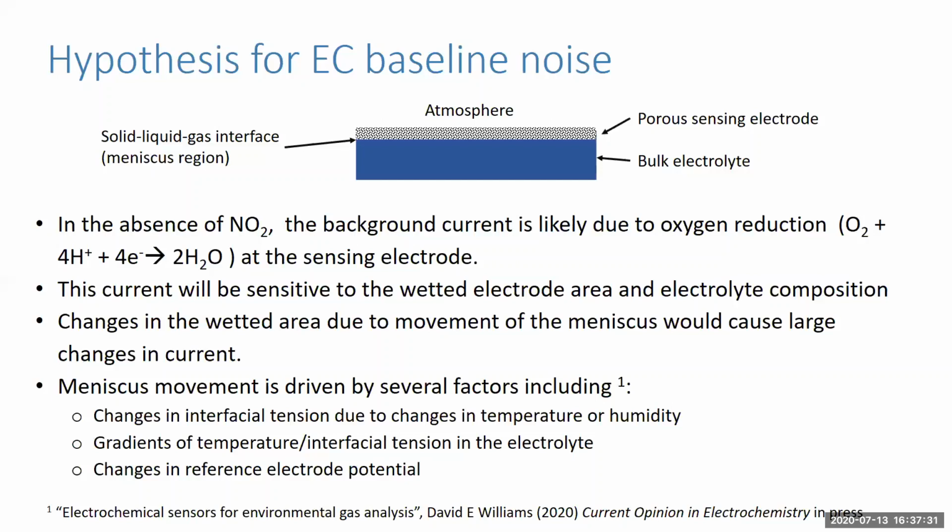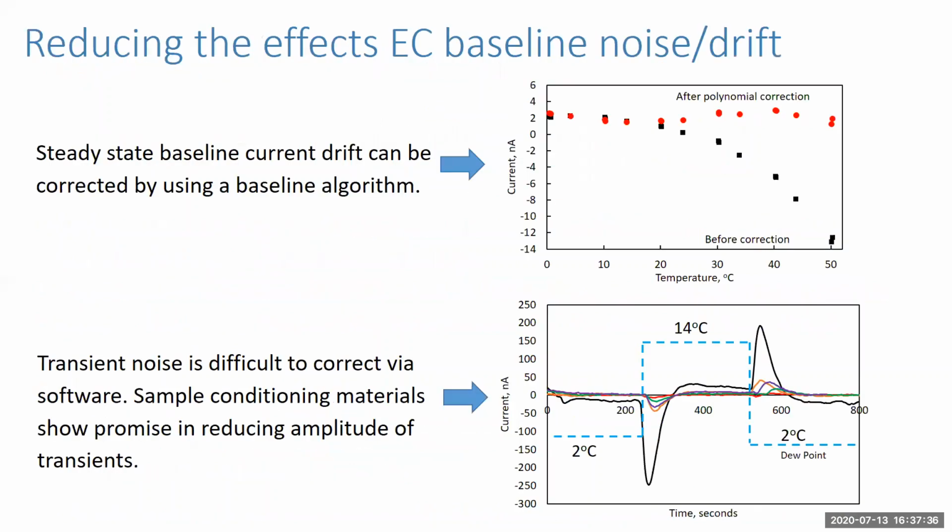So how might we mitigate these effects? In the case of the steady state baseline changes, these are relatively easy to correct using a baseline algorithm which takes into account the temperature or humidity at the time of measurement and then applying a polynomial correction. But in the case of the transient noise, this is much more difficult because the signals are transient, short-term in nature. It's actually quite difficult to do that in software. And we've been looking at using sample conditioning materials with some success to address and minimise this transient behaviour.